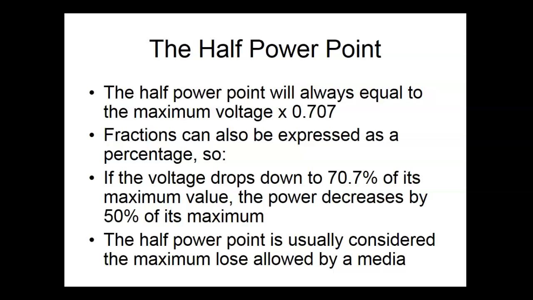Fractions can be expressed as percentages, so if the voltage drops down to 70.7% of its maximum value, the power decreases by 50% of its maximum. A half power point is usually considered to be the maximum loss allowed. Everybody okay there? When they calculate the bandwidth of a stereo system, they say we have a bandwidth between here and here, it's going to be at the half power point, right?